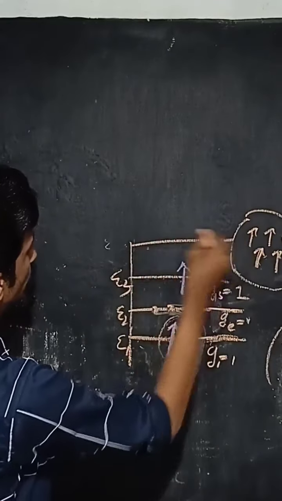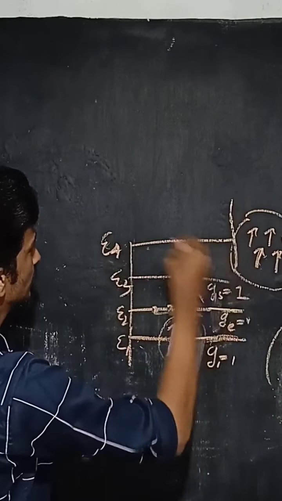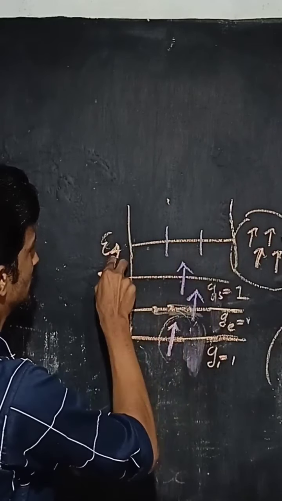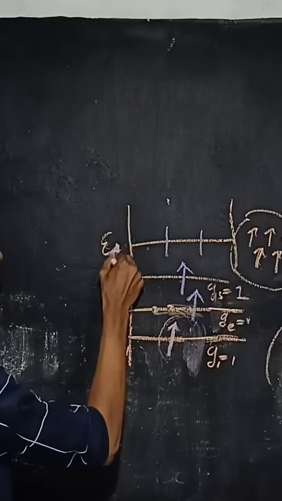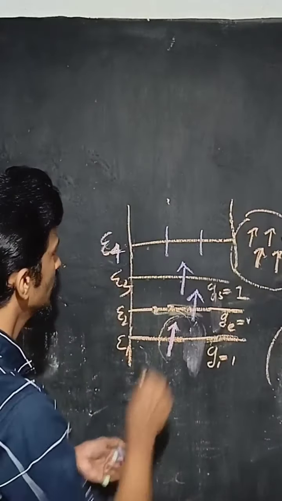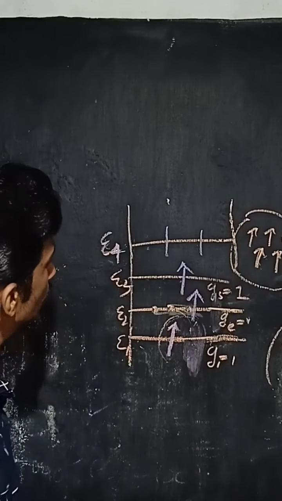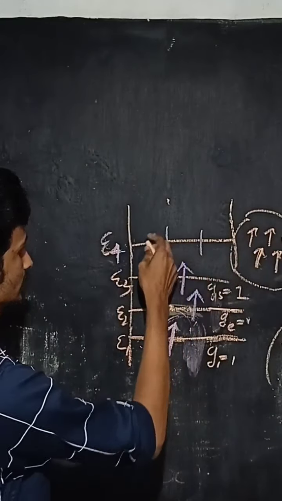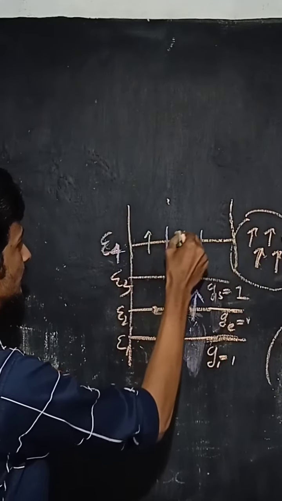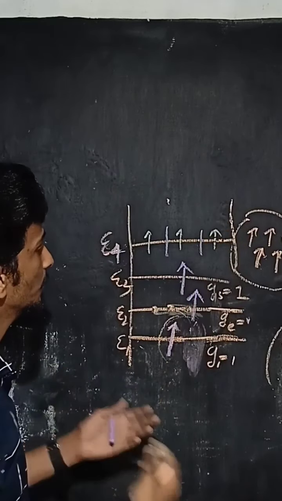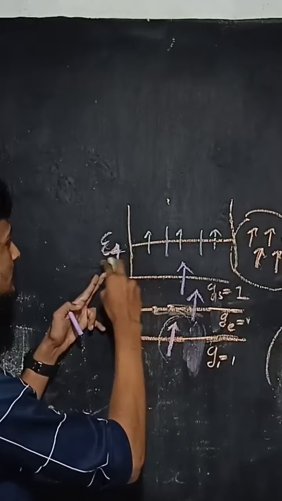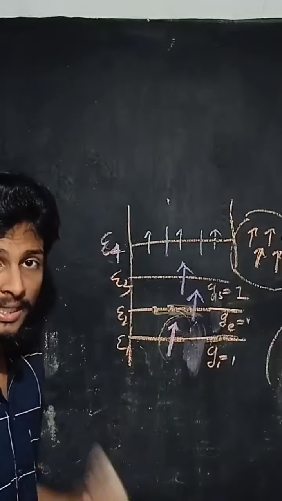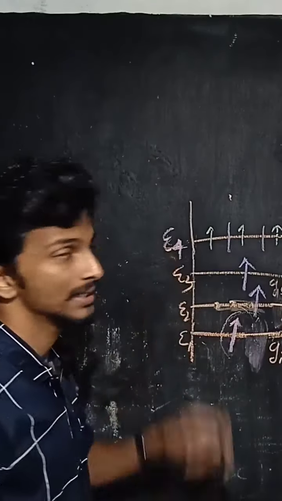And suppose we have a fourth energy level E4, and three states have this energy value E4. One state, two states, three states. So by Pauli's exclusion principle, we can put one fermion in each of these three states. So we can put one fermion here, one here, one here. So we can put a maximum of 3 fermions in this E4 level. Why? Because the degeneracy of this E4 level is 3, and there are 3 independent states with the energy value E4.